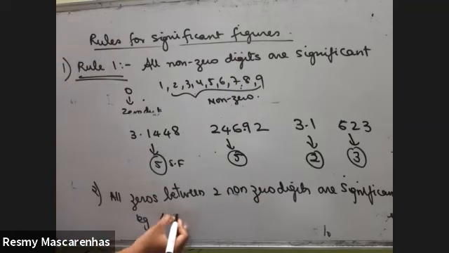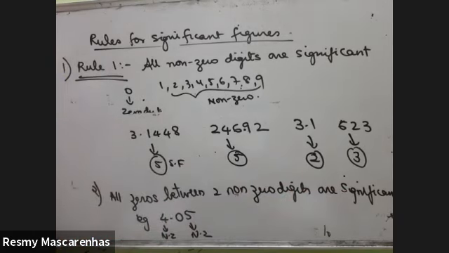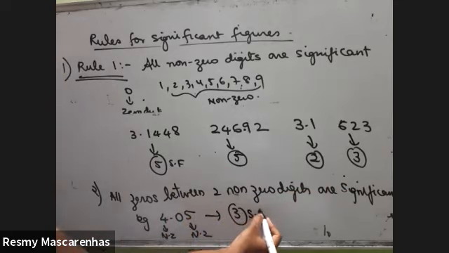Example: now I want to check how many significant figures there are. There is a 0, but it is between non-zero digits, this one and this one. So I can definitely consider it a significant figure, because all the zeros between non-zero digits are to be considered significant. So total 3 significant figures.